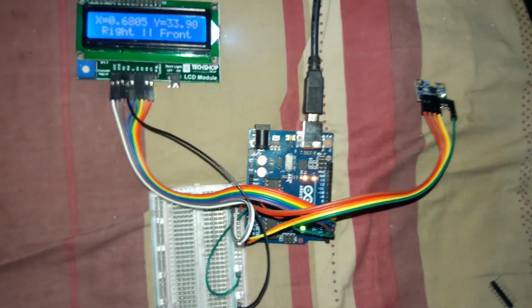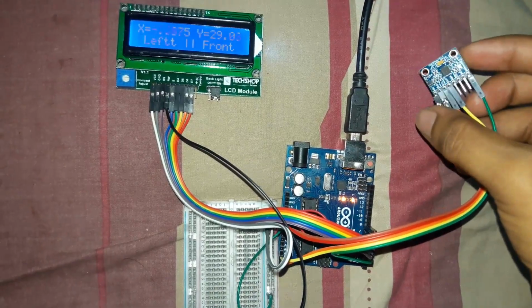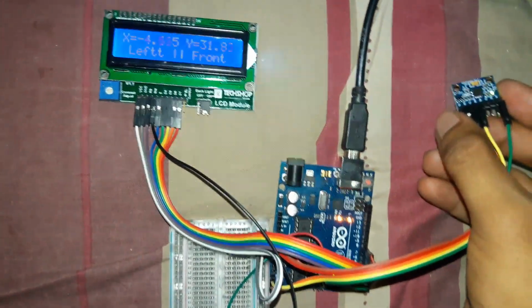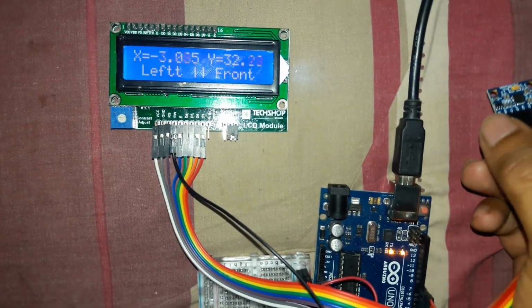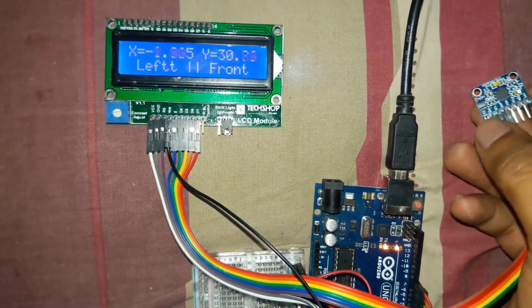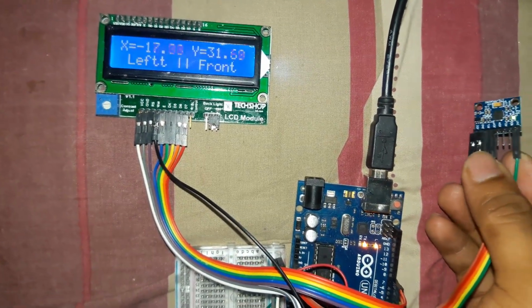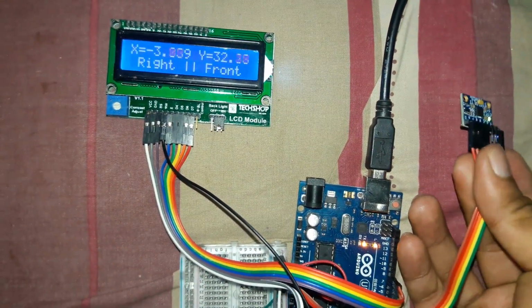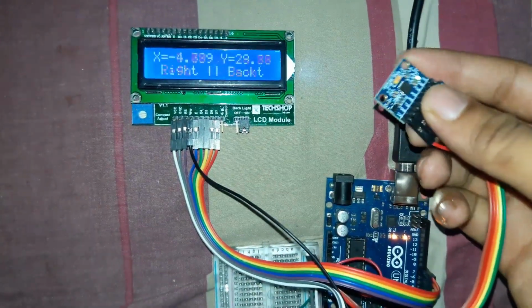Okay, this is the 6DOF MPU6050 accelerometer gyroscope sensor, and here you are seeing on the LCD monitor the x-axis degree and y-axis degree shown.